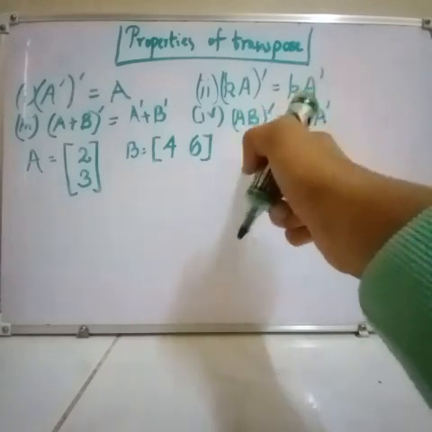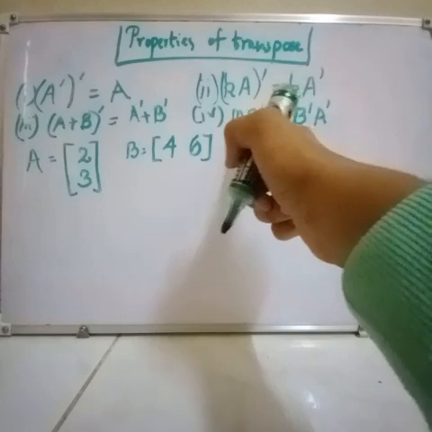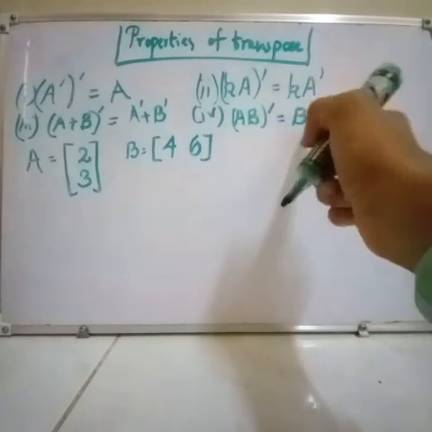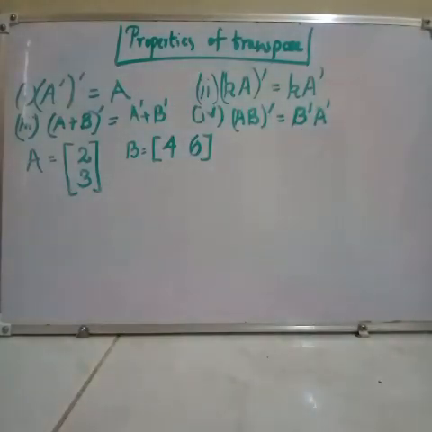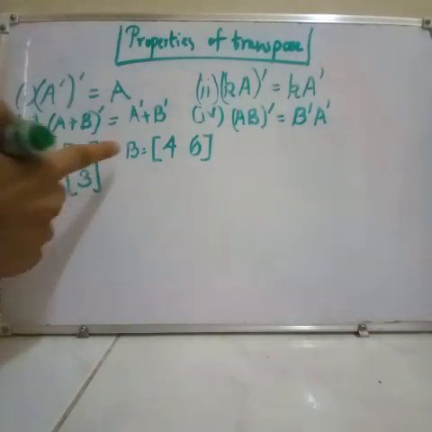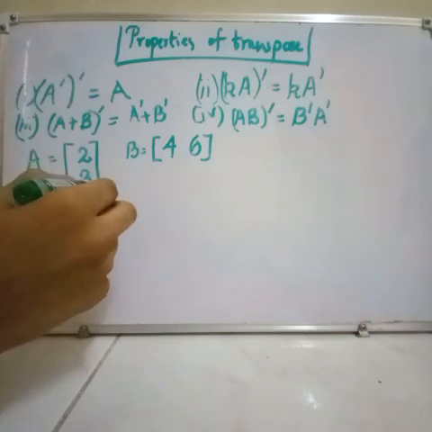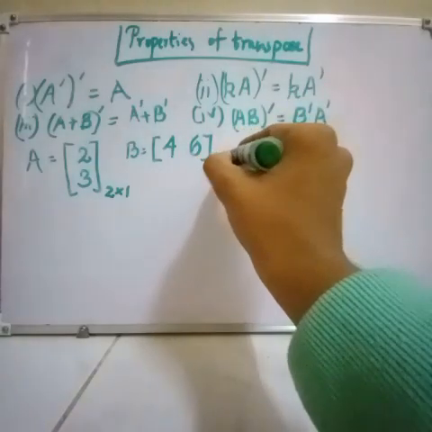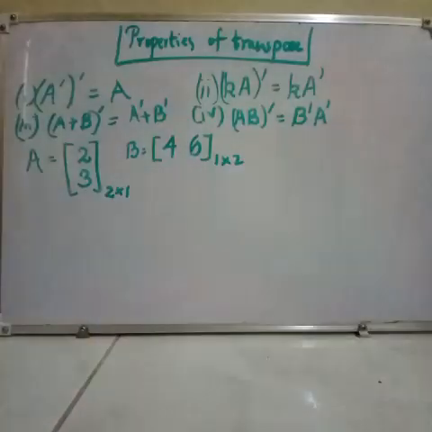Only in the final case, if you check, the order just reverses. Here we have AB in the multiplication, but here we have B dash A dash. So actually the order changes for multiplication. So let's see with an example. If we have this as the A matrix and this as the B matrix, the order, if you check, the first one has 2 by 1 order and the second one has the order 1 by 2, 1 row and 2 columns, 2 rows and 1 column.